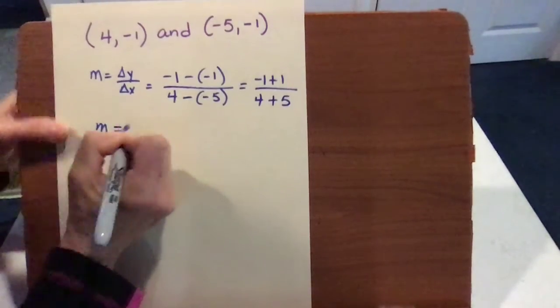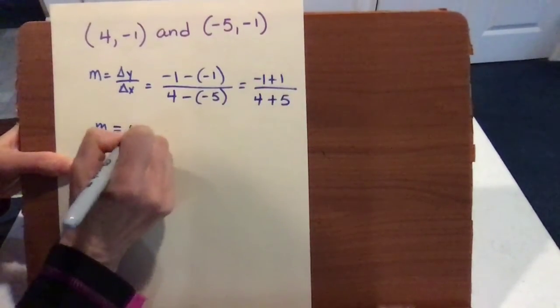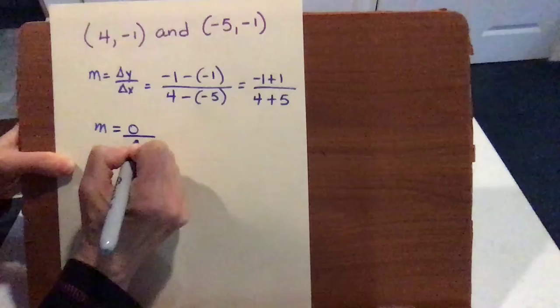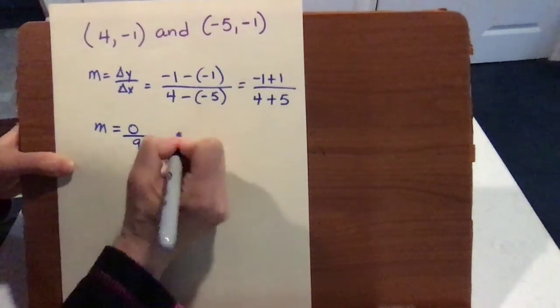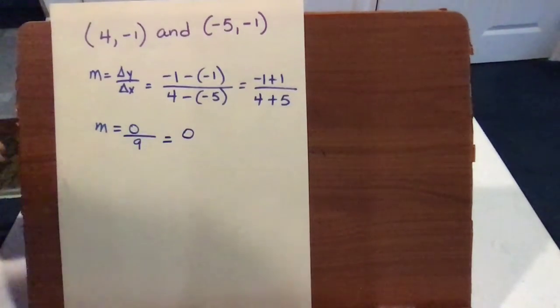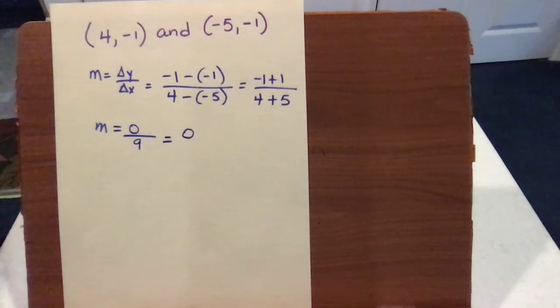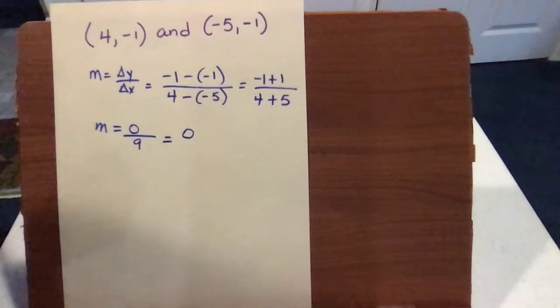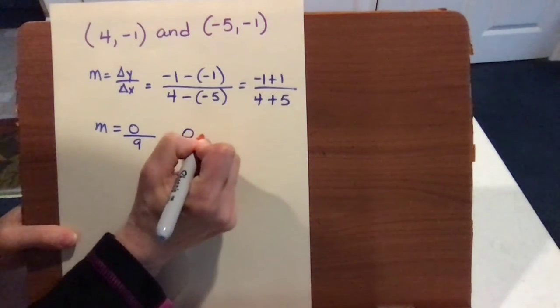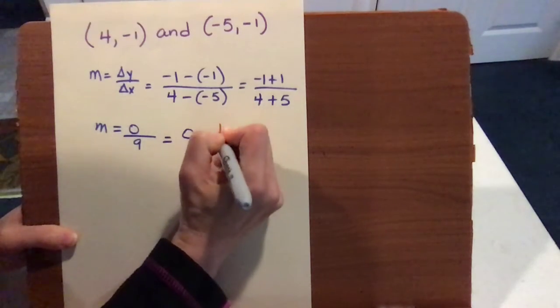So our slope is equal to -1 plus 1 is 0. 4 plus 5 is 9. 0 divided by any number is 0. So this is a 0 slope. Okay, so this is a valid number for slope. And what it tells us is that we have a horizontal line.